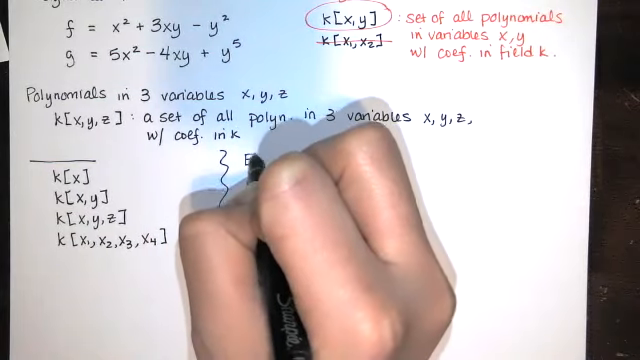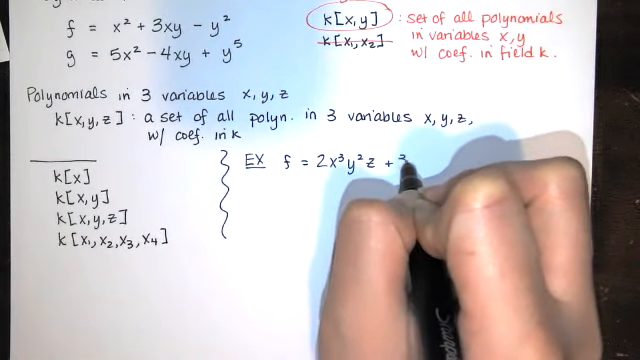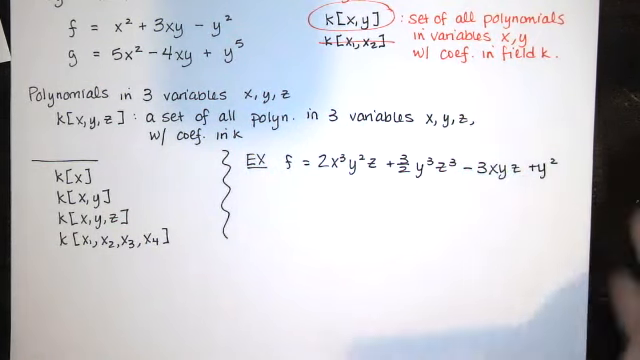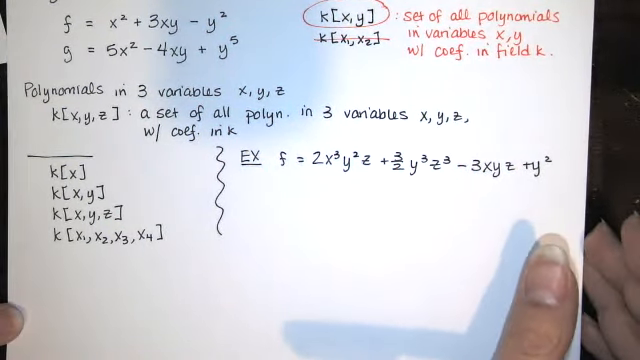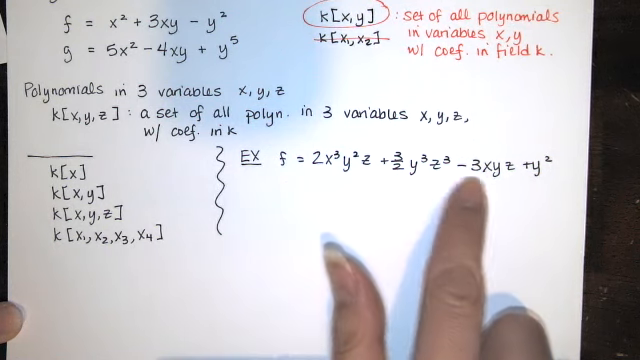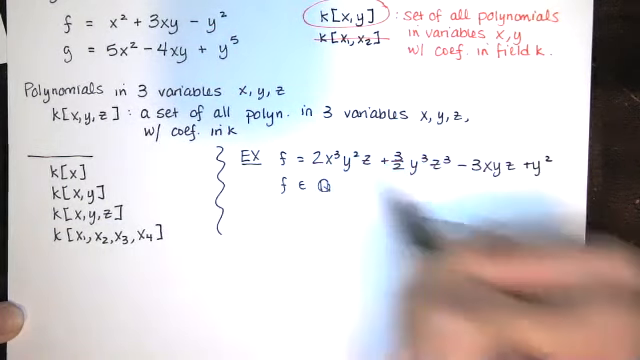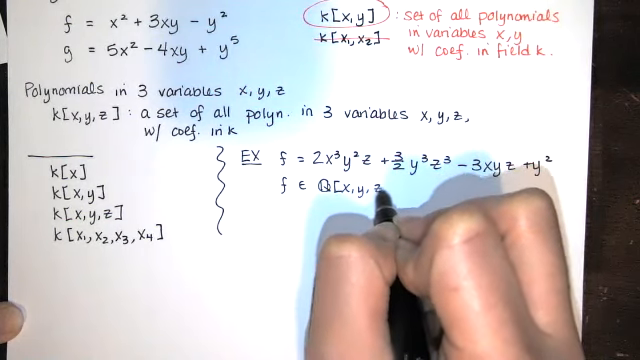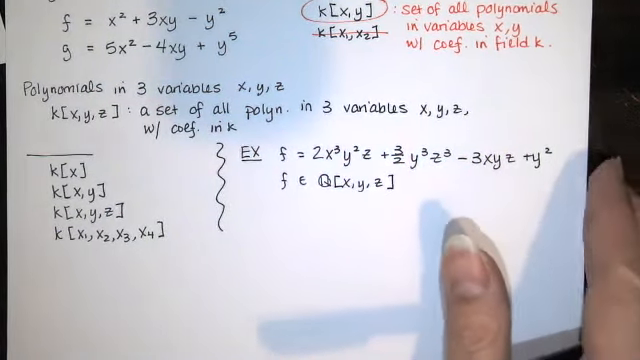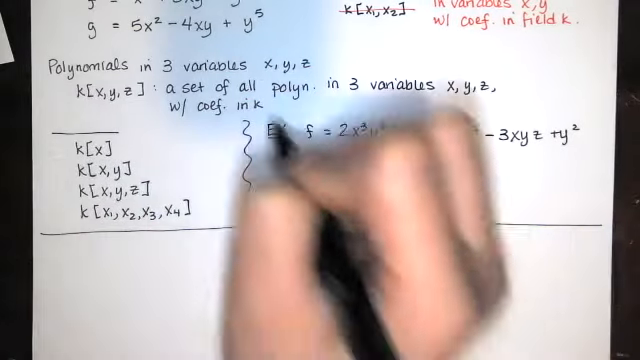Now here's an example. Say f is 2x cubed y squared z plus 3 over 2 times y cubed times z cubed minus 3xyz plus y squared. This is directly from that textbook that I mentioned. This is a polynomial in 3 variables. The coefficients are 2, 3 over 2, negative 3, and 1. So those are all rational numbers. So we can think of f as belonging to the set of polynomials in 3 variables, x, y, and z with coefficients in the rational numbers. Okay. So we'll come back to that example in a minute.